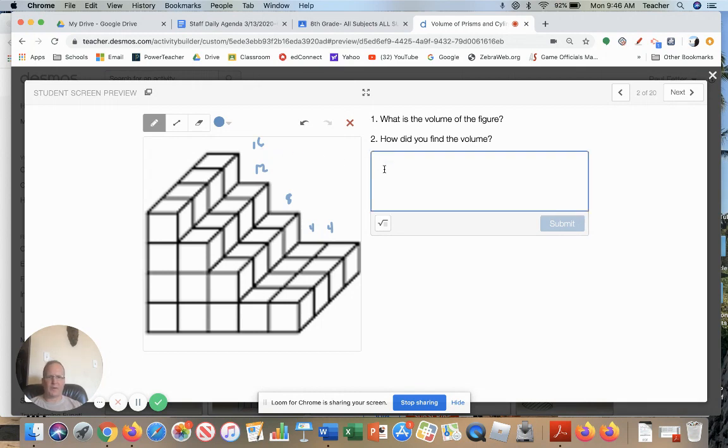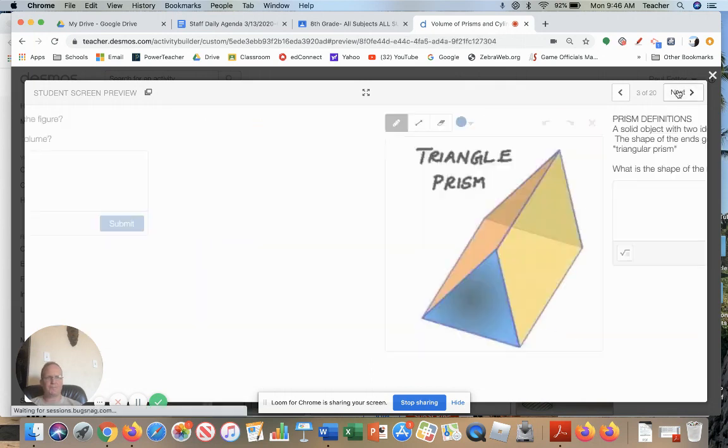So we're going to type right there, 44 squares. And how do I know? I just found the volume of each of the columns.